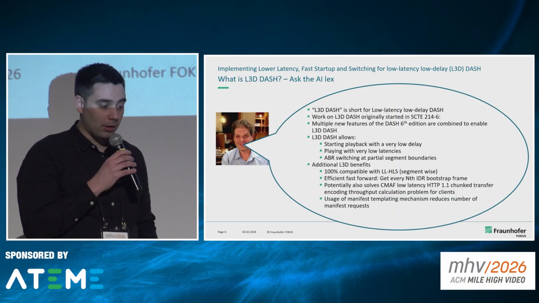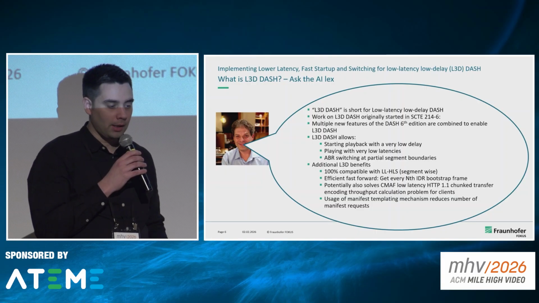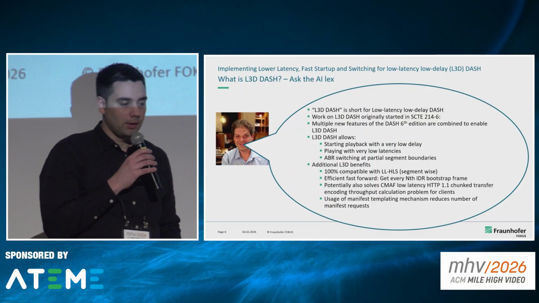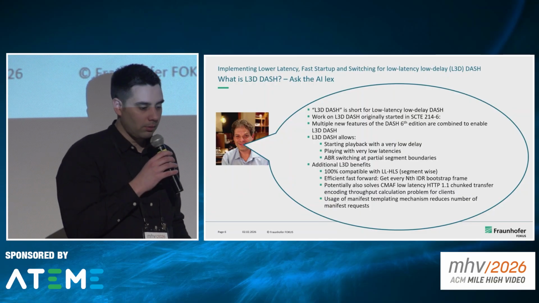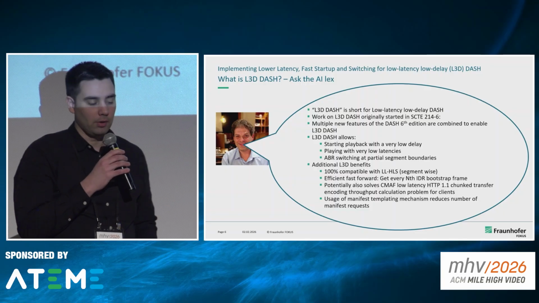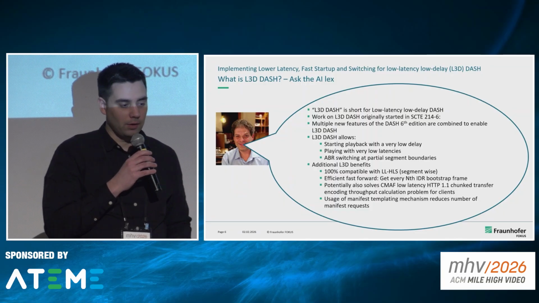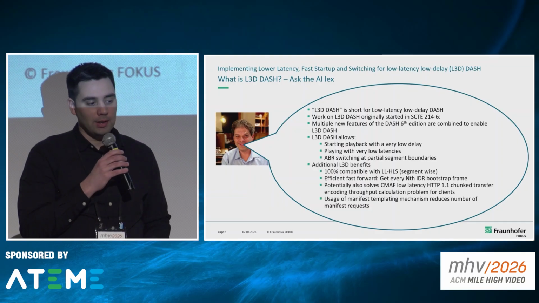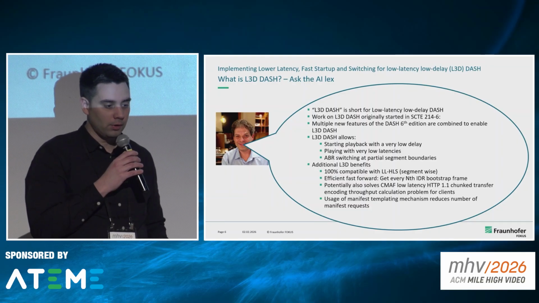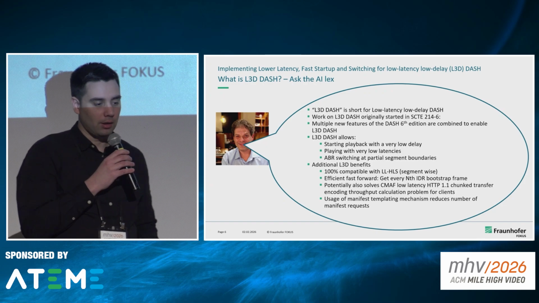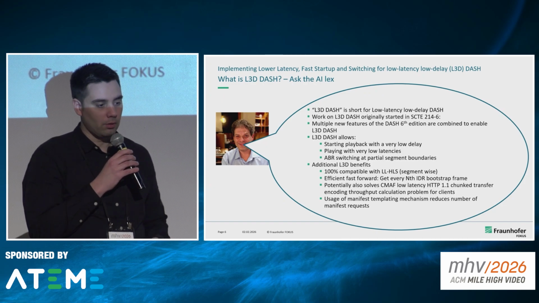So it allows us to start playback with very low delay, and we're going to see examples later on. Also play with very low latencies, that's what we want to achieve usually. We had a panel on this. And also ABR switching at partial segment boundaries. Then there are some additional LCD benefits, like it's really compatible with HLS, at least segment-wise. It allows us to efficiently fast forward. We can use bootstrap representations and get every nth partial segment and use that for fast forwarding.